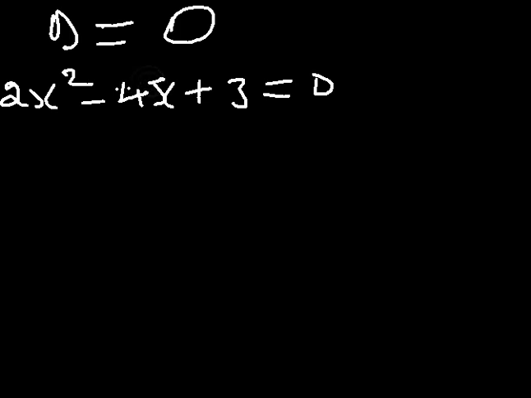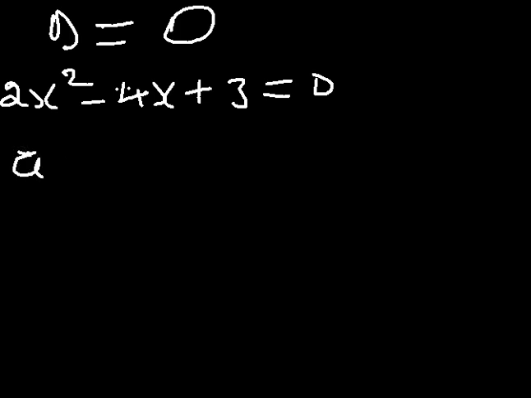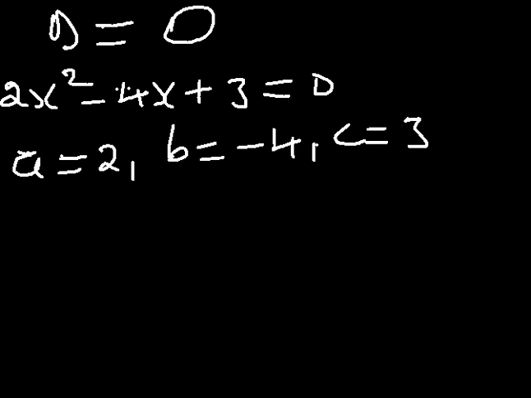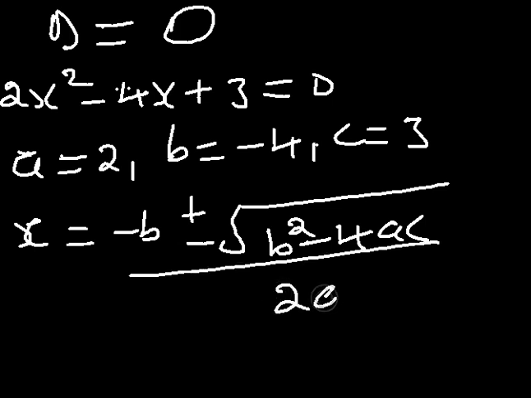In this case, you can see that it cannot be factorized. So let's think of using the completing the square method, or the quadratic formula, and see if we can solve for x. Here a is 2, b is minus 4, and c is 3. The quadratic formula gives us x is equal to minus b plus or minus the square root of b squared minus 4ac, divided by 2a.